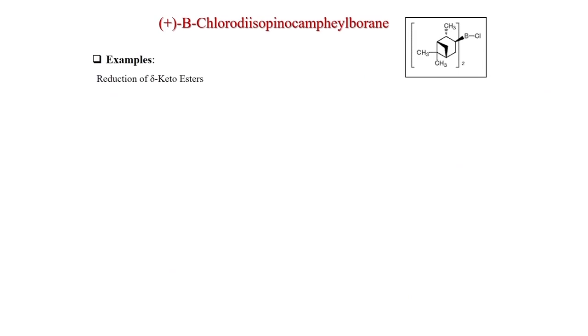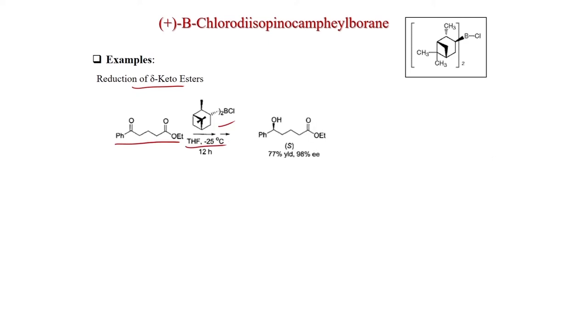Some more reactions, like reduction of delta keto esters. When delta keto esters like this are treated with IPC2BCl under the same conditions, THF, minus 25 degree centigrade, 12 hours, here also the reaction occurs and you get the product in 98% E in 77% yield. And this product, when treated with trifluoroacetic acid, gives this six membered lactone.